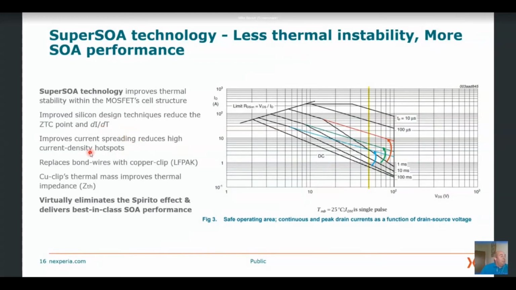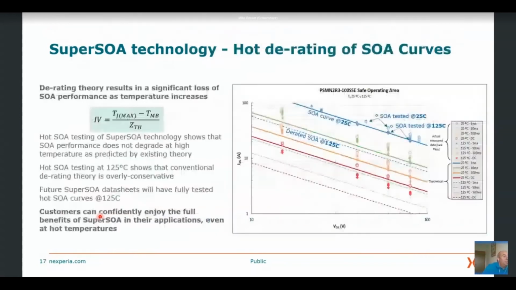By clever design of the package and by using copper clip instead of bond wires, we can improve the current spreading, and we can reduce the high density hotspots within the silicon that cause the linear mode fails. By using a copper clip, we're adding thermal mass as well, and that's helping to reduce the Z theta. So SuperSOA promises to more or less eliminate the Pareto effects, and it's capable of delivering the best-in-class performance.